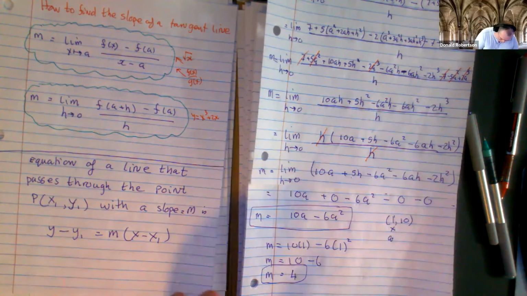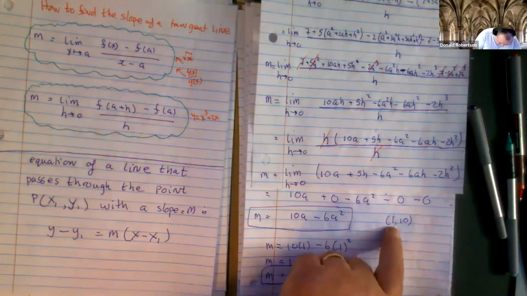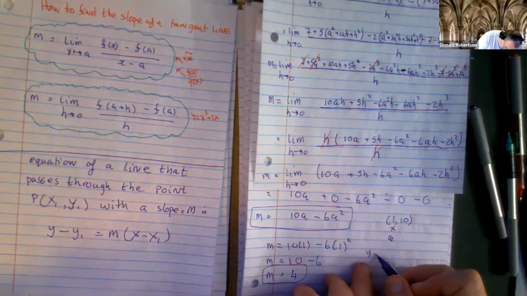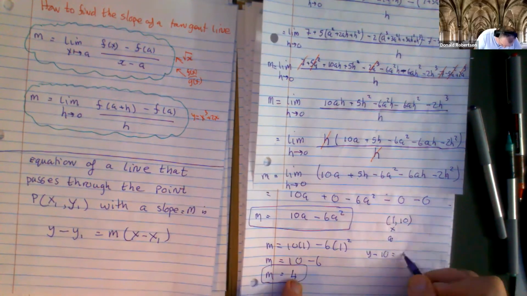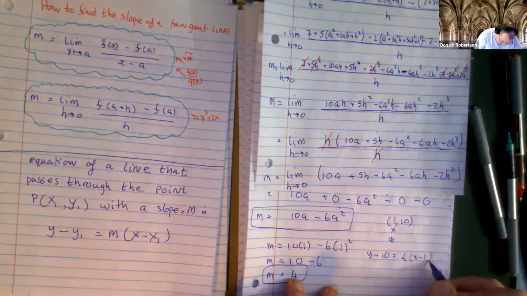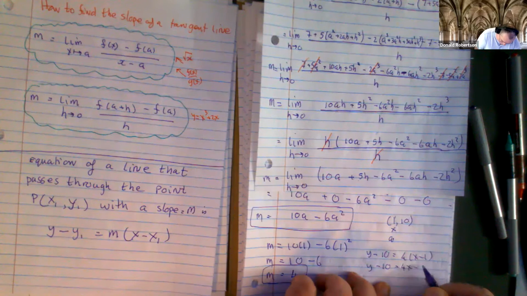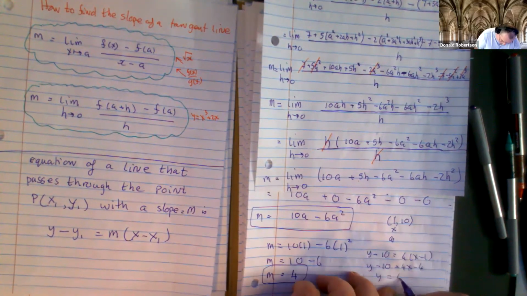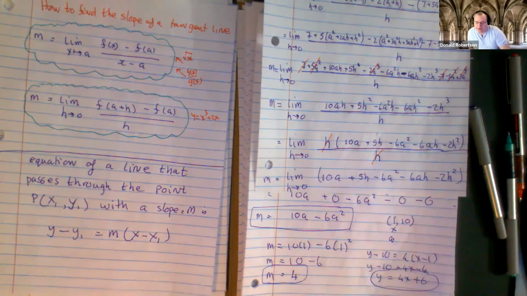And of course, you would almost certainly be asked to find the equation of a tangent line at that point. So y take away 10 is equal to 4, x take away 1. Distribute the 4 and add a 10. And there is the equation of the tangent line.